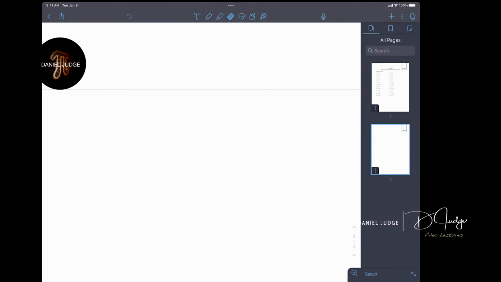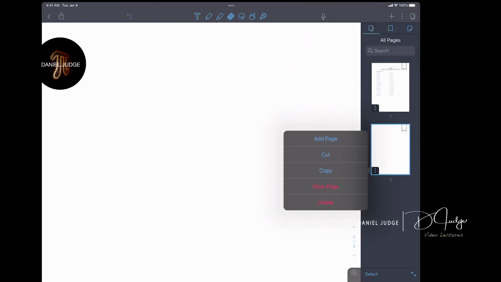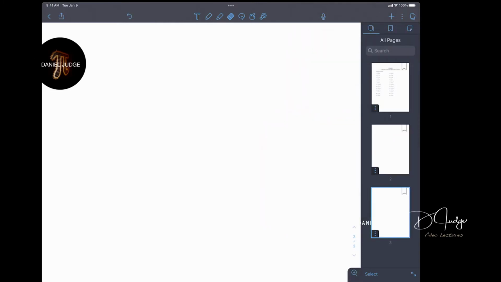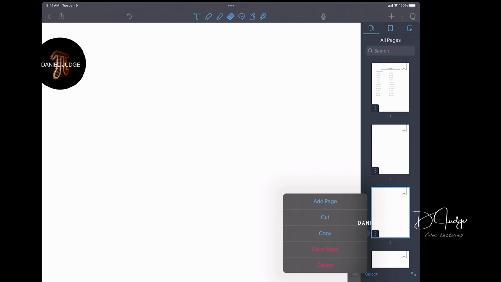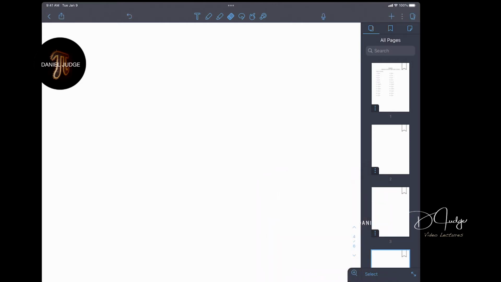I think we want to add some pages. Okay, add a page. Add a page. We want to add some pages here.